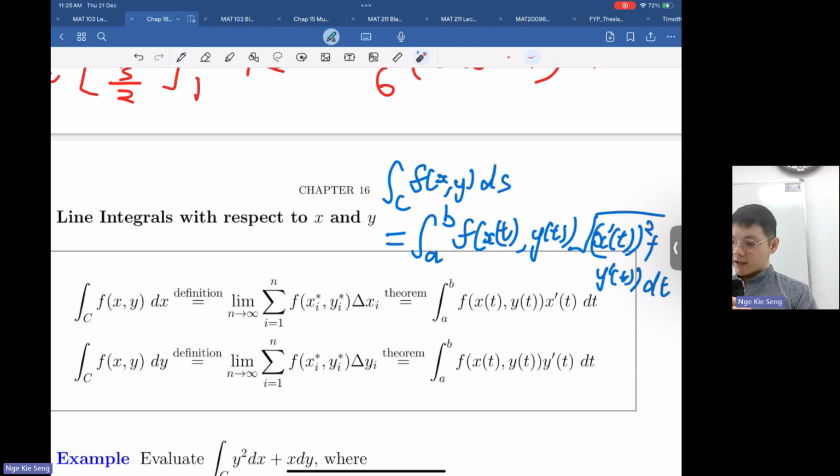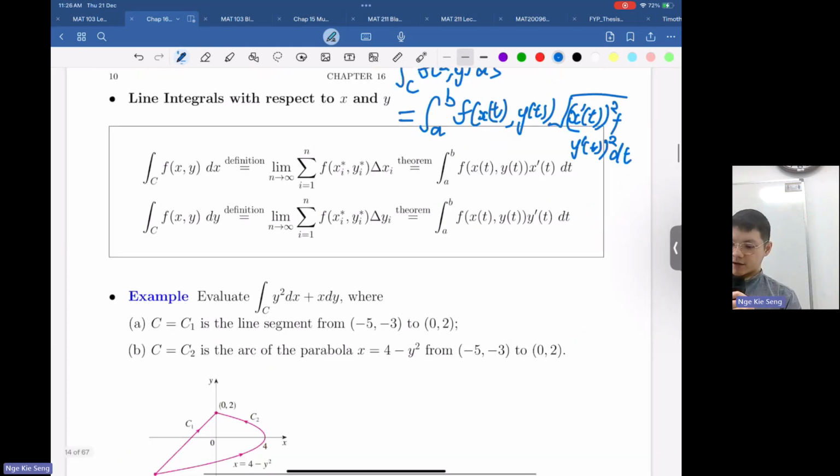So if you just integrate over the x direction, somehow you kill the y direction, so the y direction becomes 0. So you are just left with square root of x prime t squared, so you have this x prime factor here. Similarly for the y direction, you kill the x direction, and then you are left with square root of y prime squared, and then you are left with y prime. Does it make sense? This is what we call a line integral with respect to x and y. With respect to x, I kill y. With respect to y, I kill x.